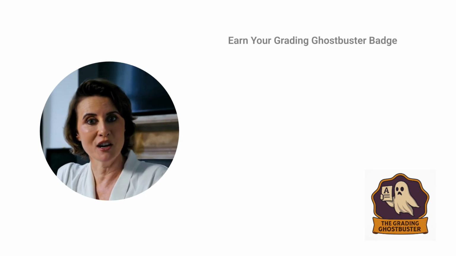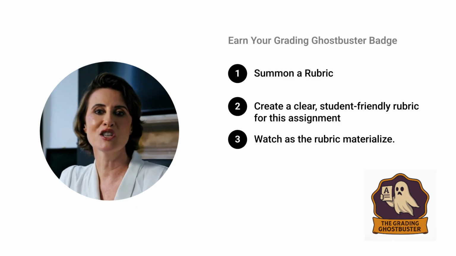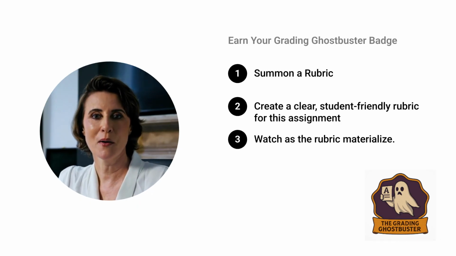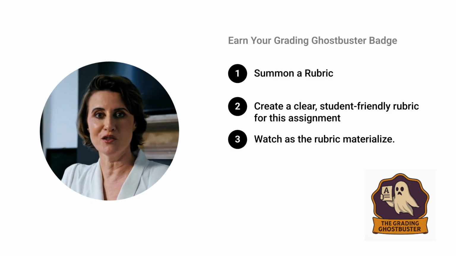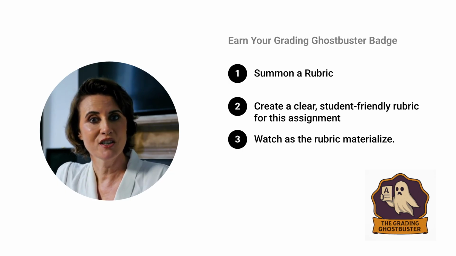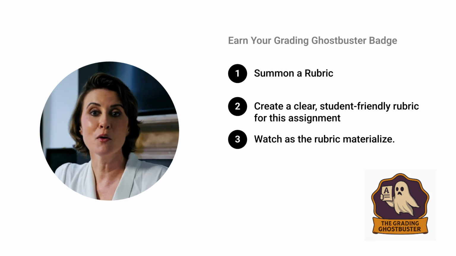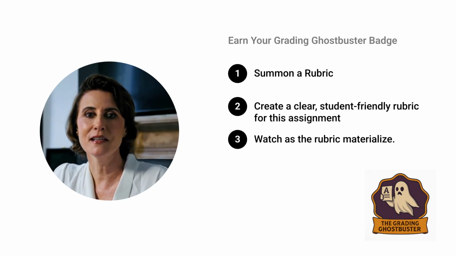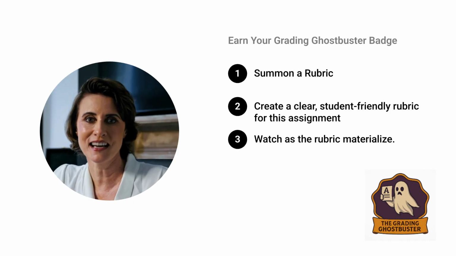To earn your Grading Ghostbuster badge, 1. Summon a rubric. Choose a generative AI tool, Copilot, ChatGPT, or Genius. Here, type or paste your assignment prompt and say, 2. Create a clear, student-friendly rubric for this assignment with categories, points, and descriptions. 3. Watch as the rubric materializes before you. No dark magic required. Following is a short instructional video that will help guide you along this task.